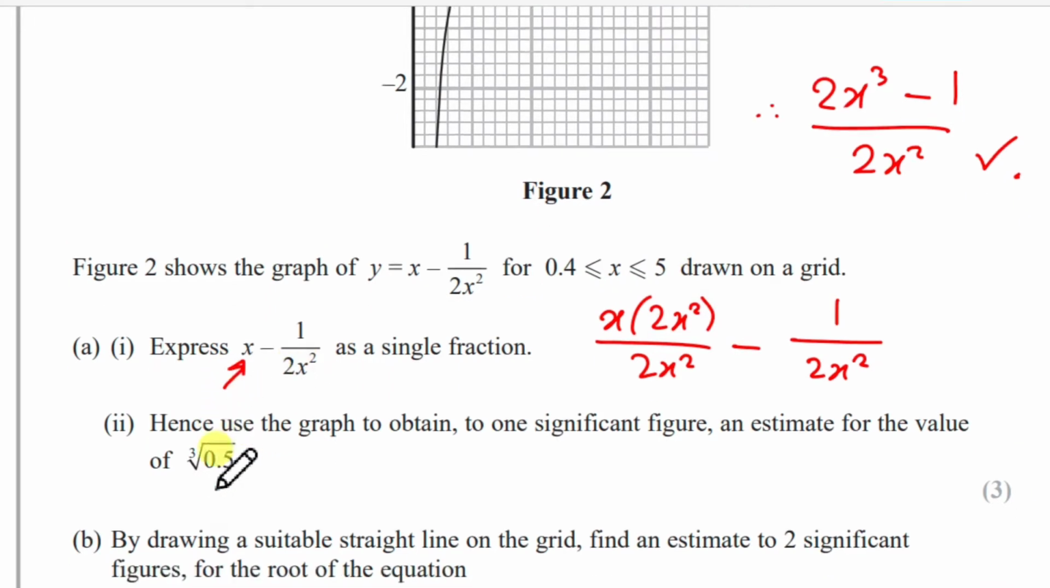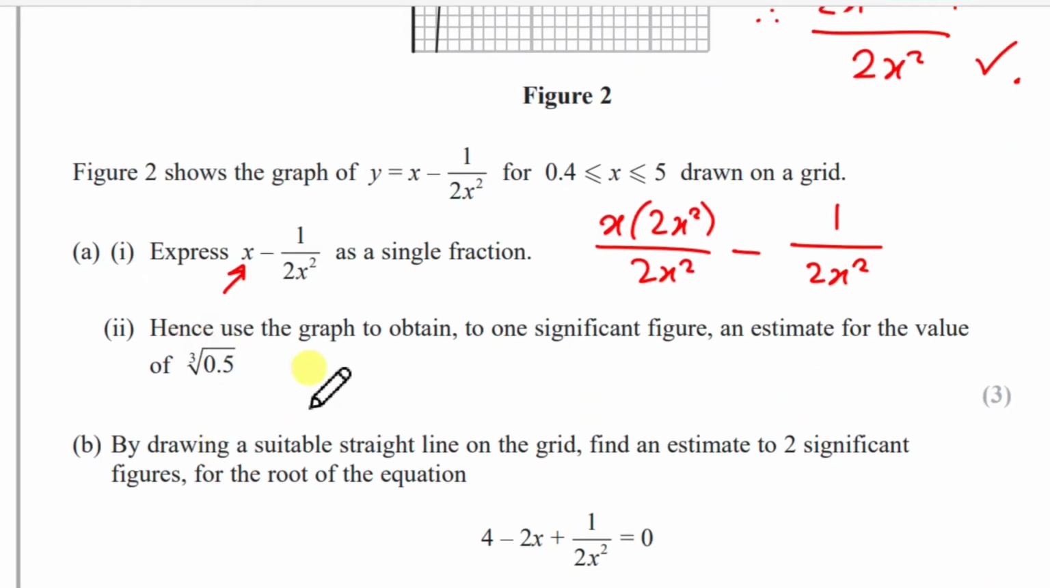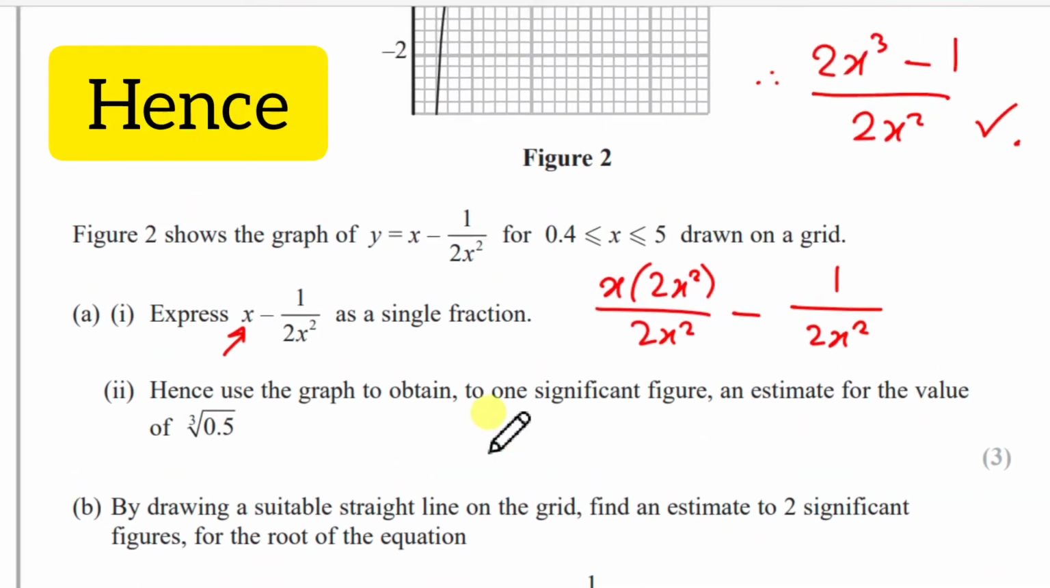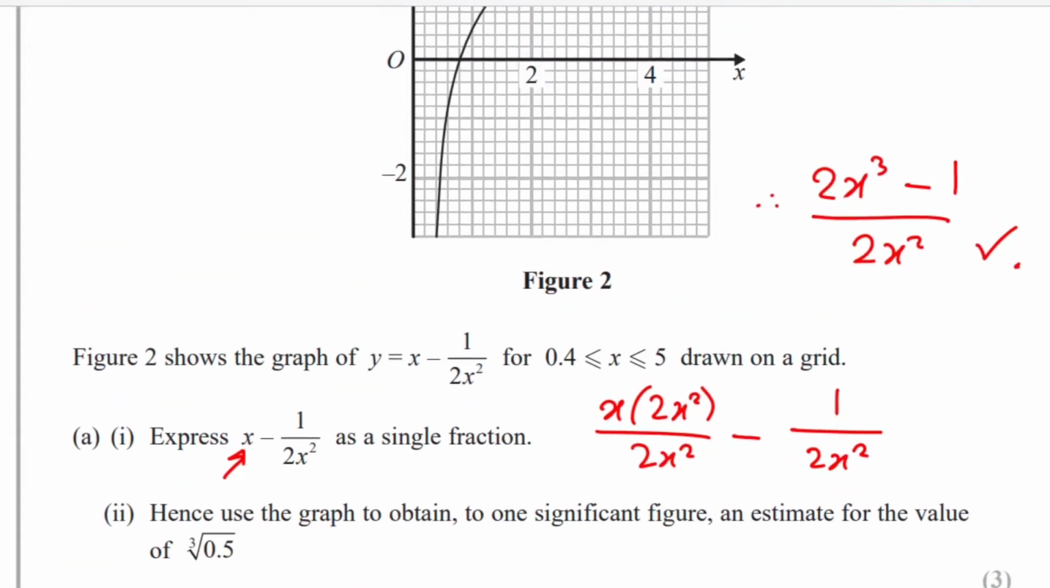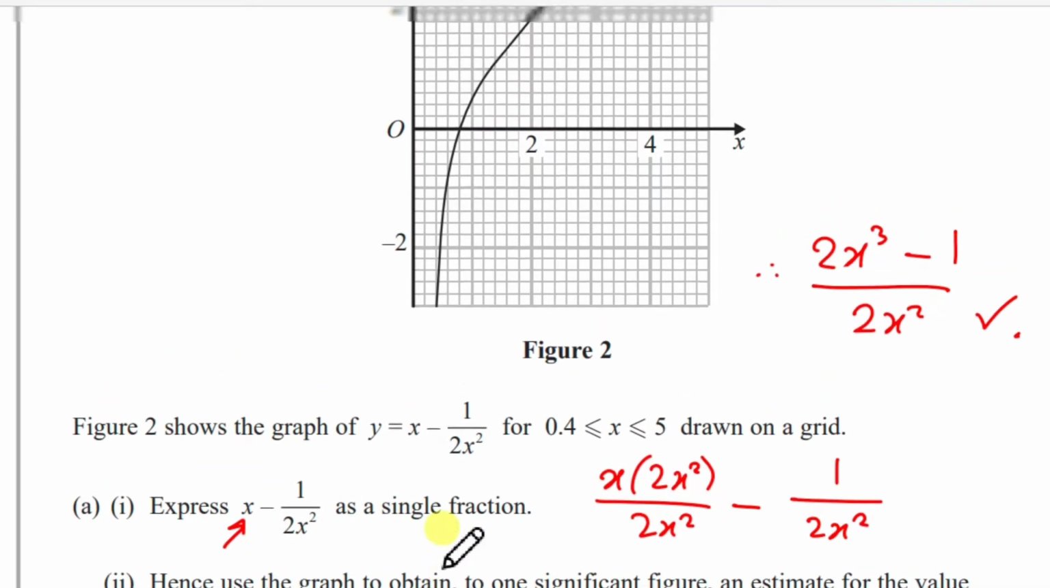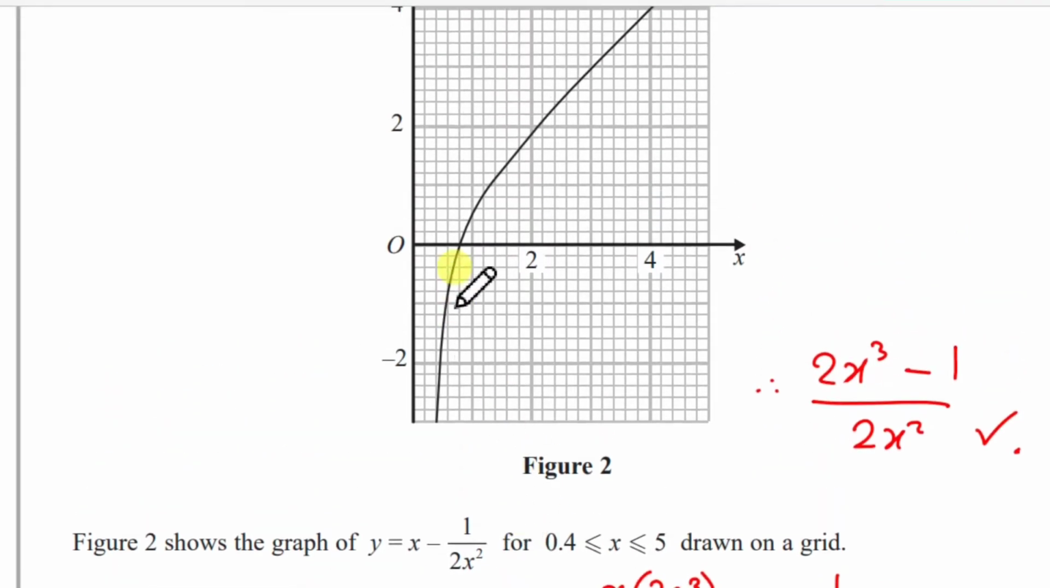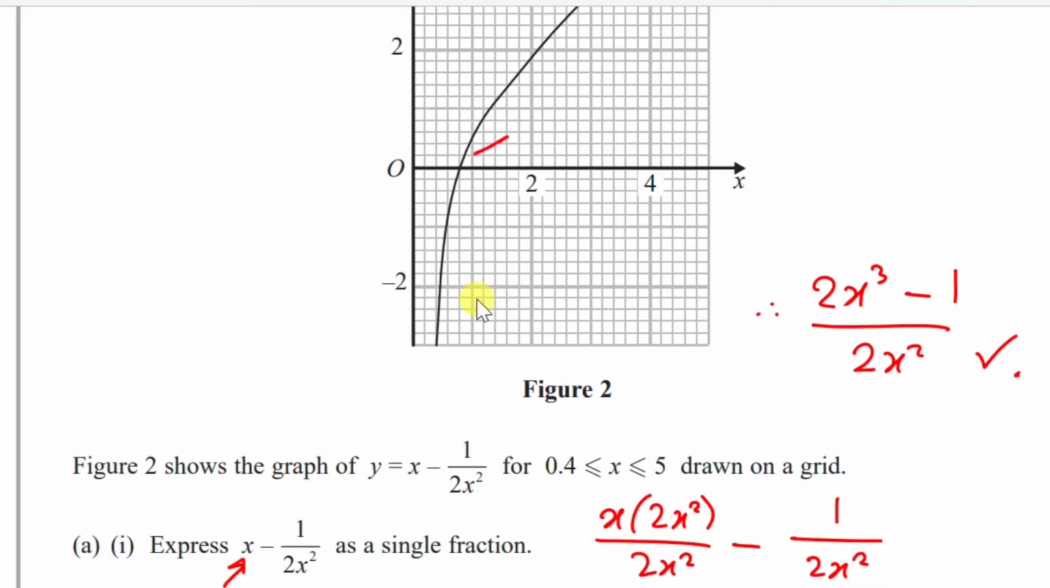Now moving on to the second part of A, it says hence. And now when you see the word hence, it literally means carry on from the previous question in some way. Hence, use the graph to obtain to one significant figure an estimate for the value of the cube root of 0.5. Now this is not very clear what it's trying to say, but what it really means is that when you got a graph, every time you cross the x-axis, that's the value they want. So actually this value right here is basically the cube root of 0.5.